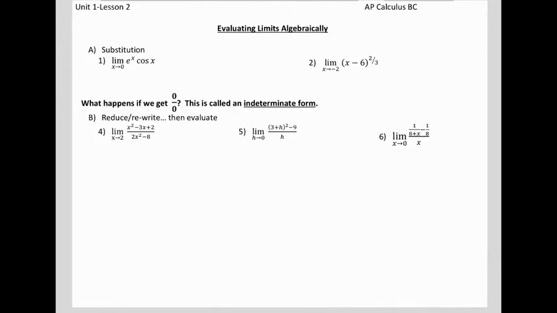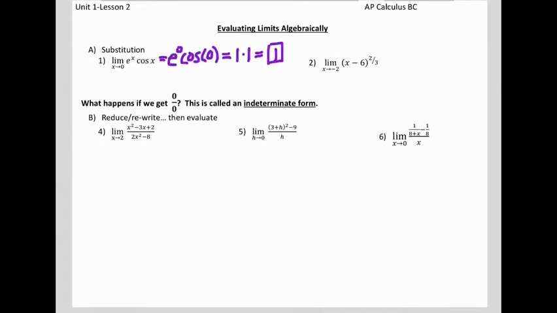So in part A, if you can substitute in the value you're approaching and get a real number answer, then that's the limit. So the limit as x approaches 0 of e to the x cos x. Well, if we substitute in 0, anything to the 0 power is 1. The cosine of 0 is 1. So 1 times 1 is 1. That means this limit is 1. It's approaching the intended height, the actual height or y value of the function of 1.